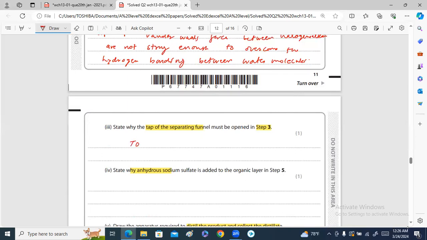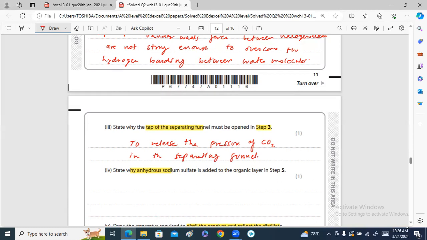So we can say this is done to release the pressure of carbon dioxide in the separating funnel.